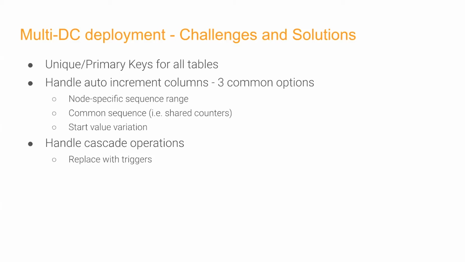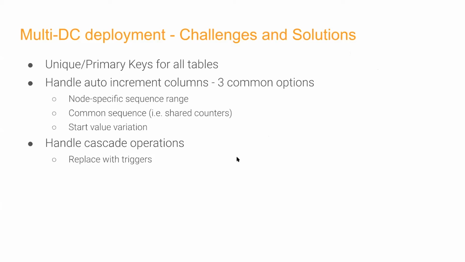Therefore, in API Manager 3.1 onwards, we are shipping separate database scripts for data center deployments. In those scripts, we have handled all these cases I'm talking about in this slide. So there we have added a unique or primary key for all those tables. And then we have to handle all auto increment columns.